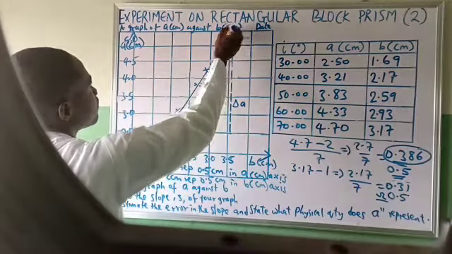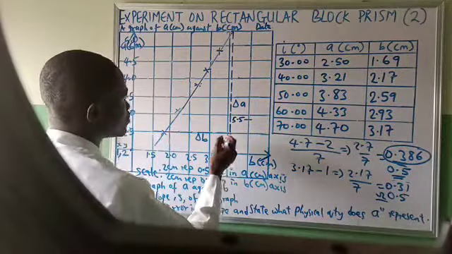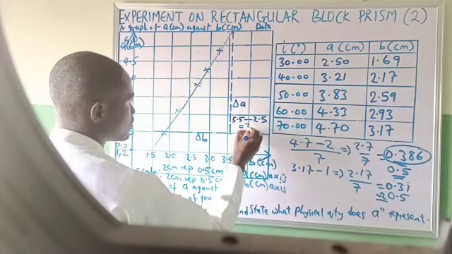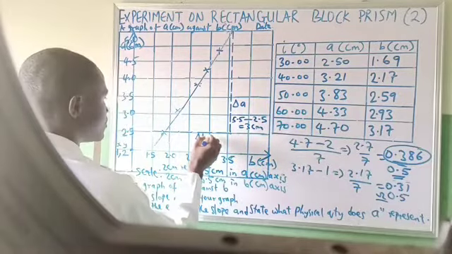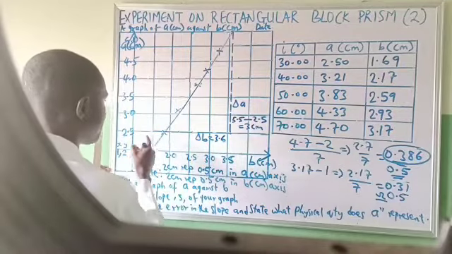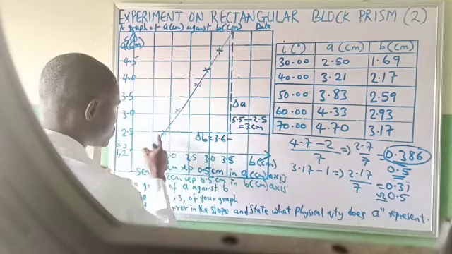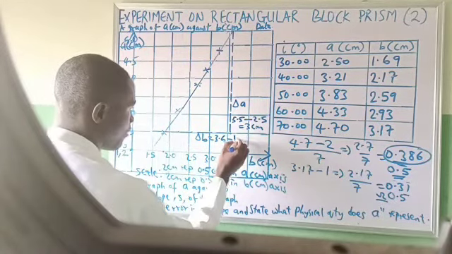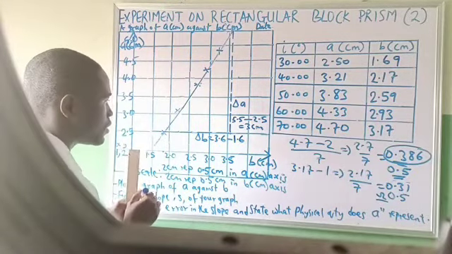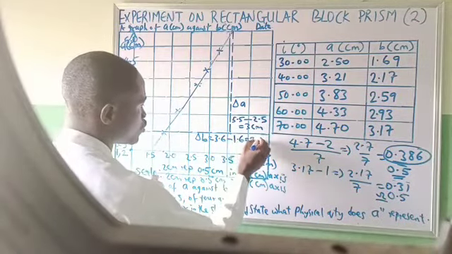Here is 5.5 minus, here is 2.5, which should be giving you 3 cm. Then for here is 3.6 approximately, then here is minus 1.6. That will be giving you 2 cm.